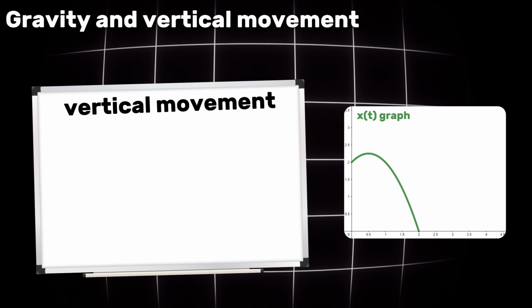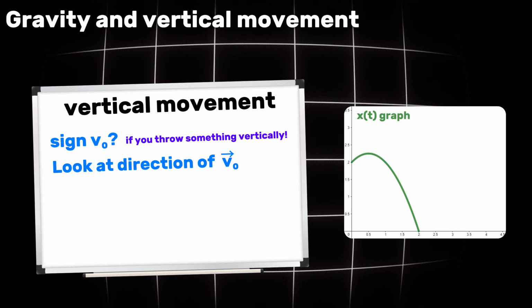When you want to find the sign of the velocity, in other words, when you want to know if the velocity is positive or negative, for example, if you throw something up or down, look at the direction of the vector of the velocity. When the direction of the velocity vector is up, you use a plus sign, and when you throw something down, you use a minus sign.